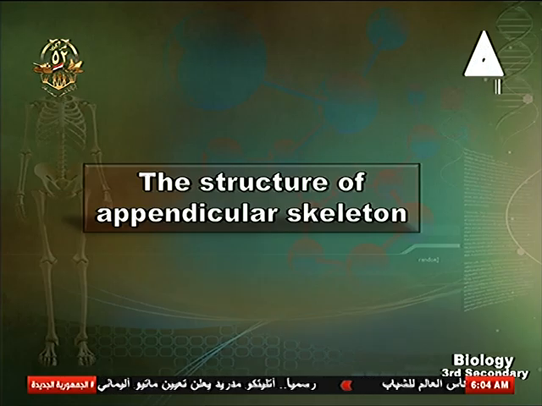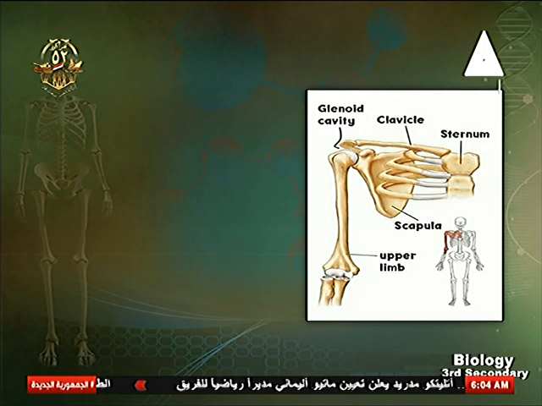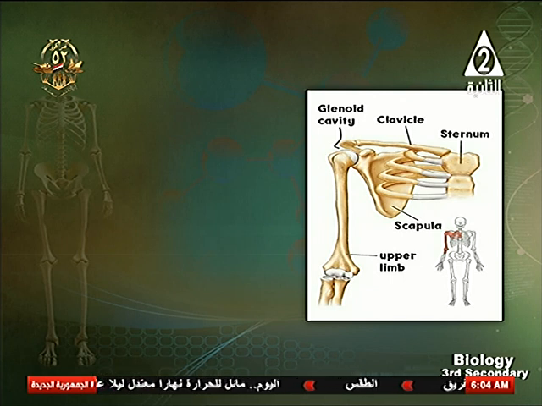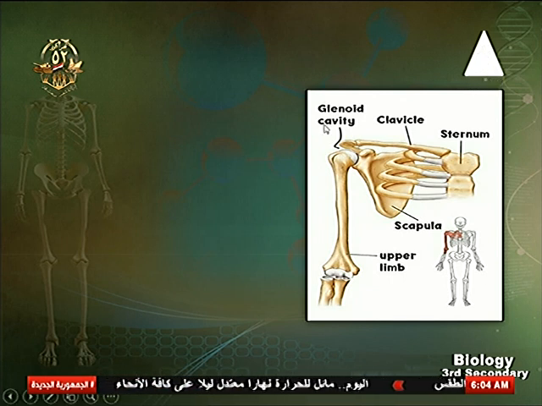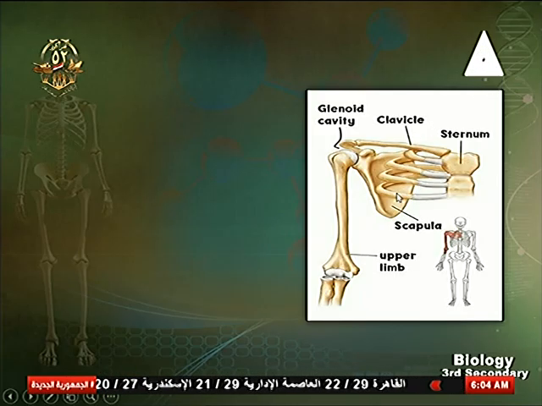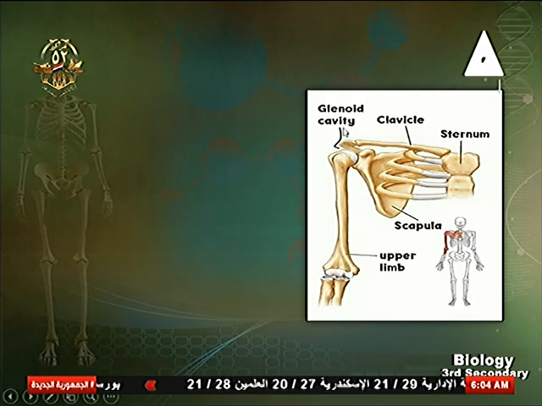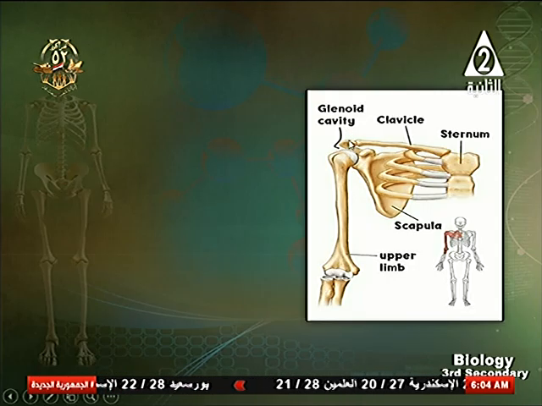The appendicular skeleton consists of two pectoral girdles. Each one consists of scapula and clavicle. So the two pectoral girdles are identical to each other. Scapula, as you see here, is a triangular dorsal bone. Its inner end is broad, while its outer end is pointed. It has a process through which it attaches to the clavicle.